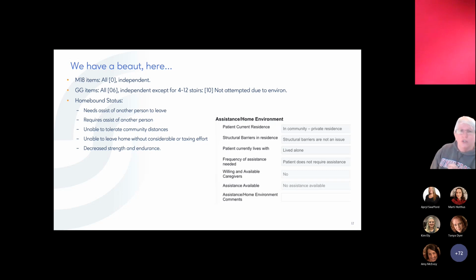And then you go over to this other section within their EMR where it talks about assistance in the home environment. And apparently there's no structural barriers in the residence. They're not an issue. Structural barriers are stairs, by the way. They live alone. The frequency of assistance needed, I don't require assistance. And you just told me in the homebound status on the left that they need assistance of another person. So, yeah, you just got someone's attention. Willing and available caregivers? Well, there are none, which could be someone's misunderstanding when you have that patient that lives alone.